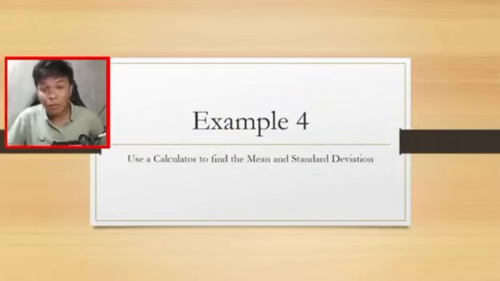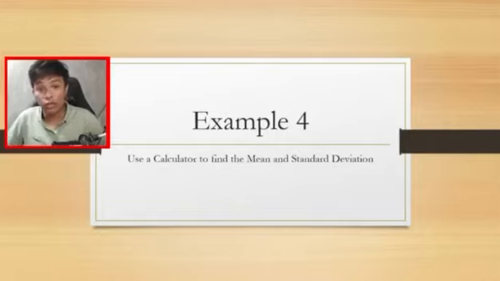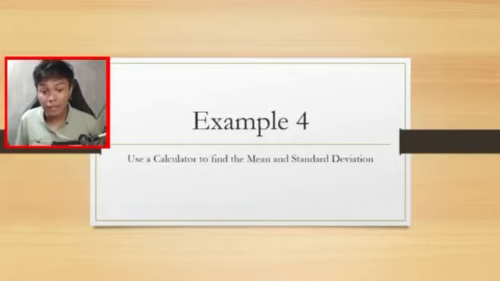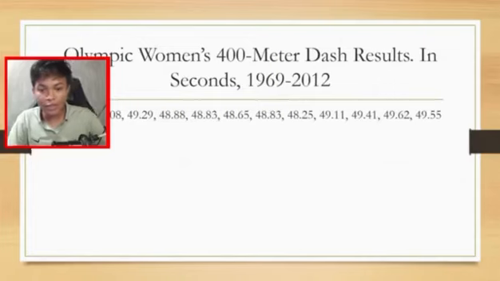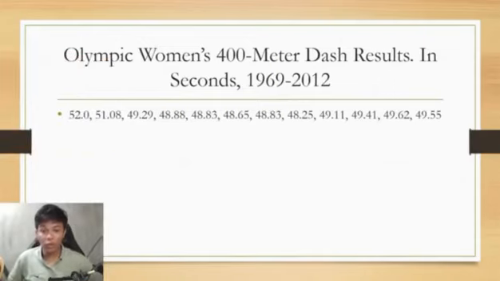Let's proceed sa example number 4. At para dito sa example number 4 natin, kailangan natin dito ng calculator. So, if you have calculator sa bahay nyo, please follow along. Ngayon, gagamit natin itong calculator to find the mean and the standard deviation. Ngayon, kung makikita nyo dito sa slide natin, ito ngayon yung table. So, ito yung Olympic Women's 400 meters dash result.